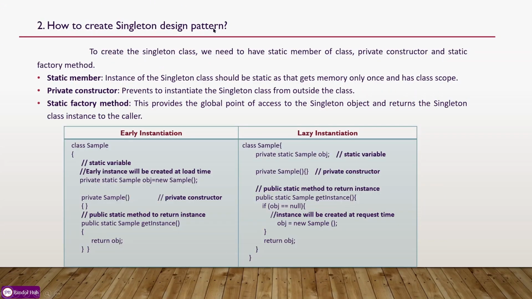And how do we create a singleton design pattern? The main three things that we need are, first, one static member, which represents the instance of the class. The instance or object of the class should be declared as static, so that it has class scope and you can access it using the class name. Second, a private constructor. The constructor of the singleton class should be private, because only then does it restrict the creation of objects outside the singleton class.